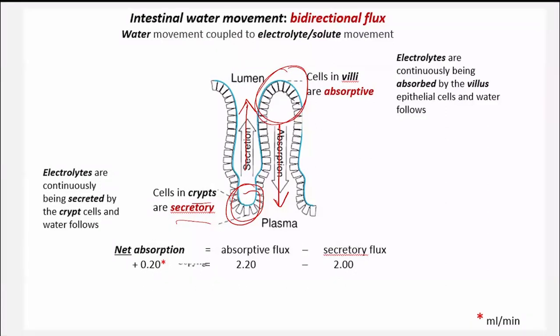This is found by net absorption, or net flux, basically. And in normal physiological conditions, you're going to have net absorption. So, for example, absorptive flux is 2.2 milliliters per minute, and secretory flux is 2 milliliters per minute. So 2.2 minus 2 is going to give us plus 0.2, which is net absorption into the plasma.